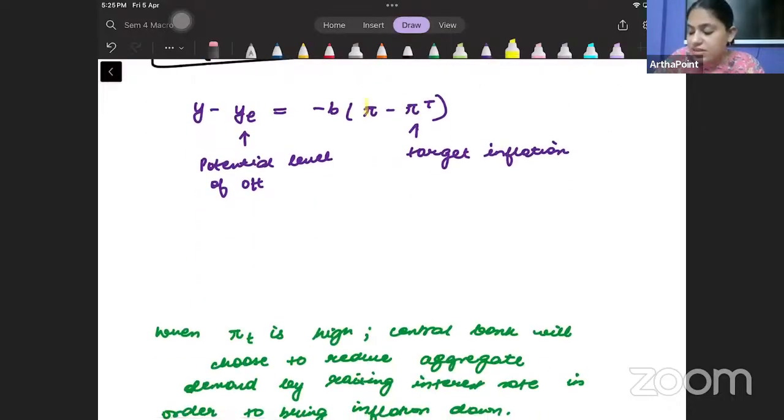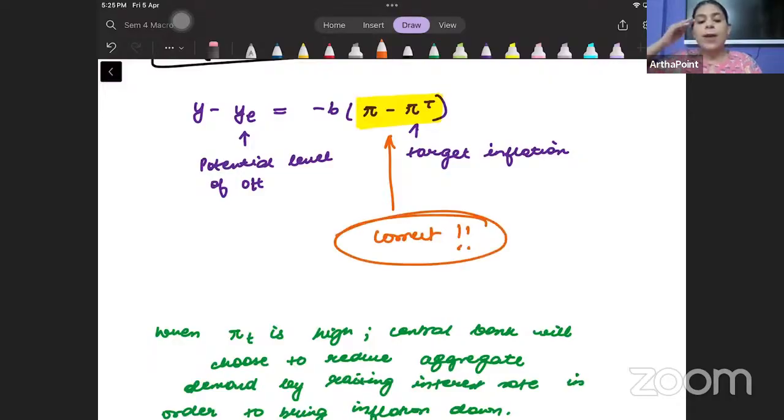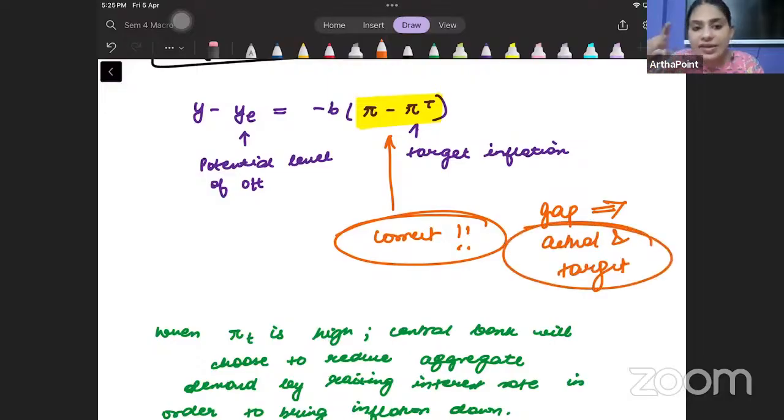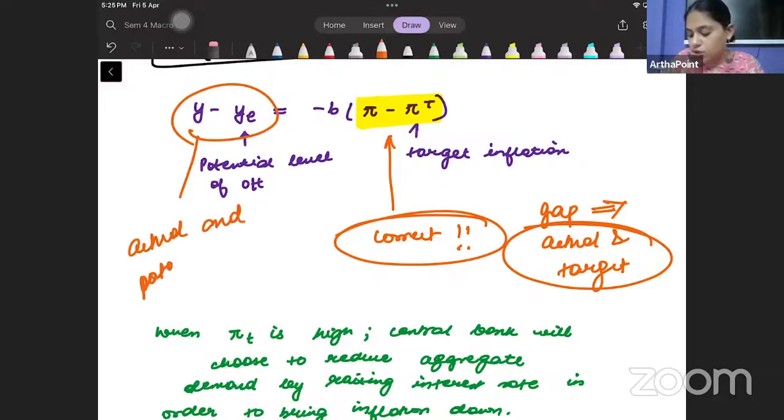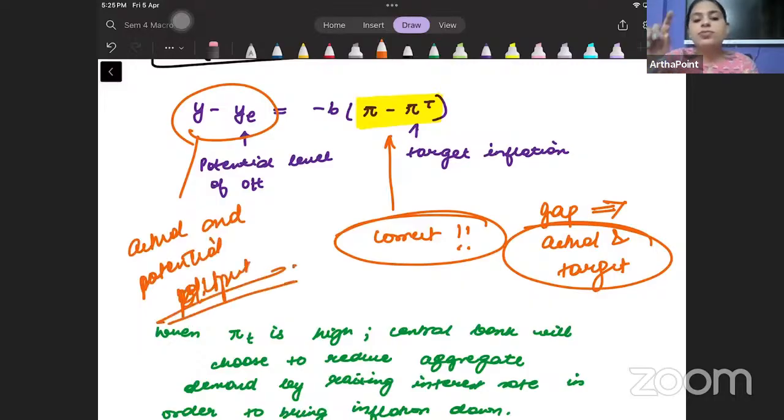Now, whenever there is a gap between actual and target inflation, you need to correct this, because you have to go to your target. You need to make sure that you achieve your target inflation. Whenever there will be a gap between actual and target inflation, at that point there will also be a gap between your actual and potential output.